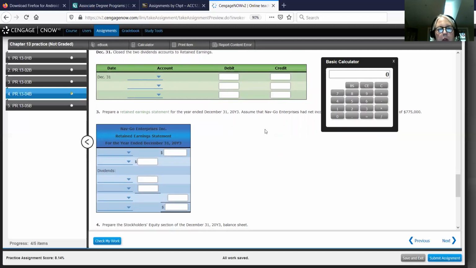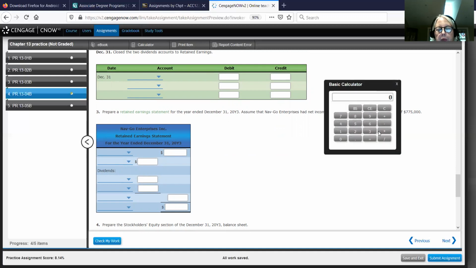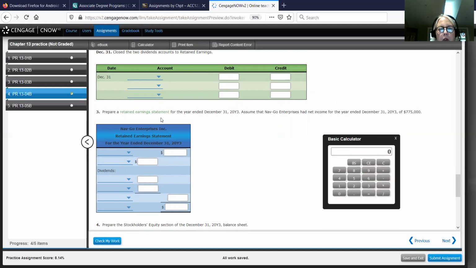So we're going to start with the retained earnings statement here. And in the directions, they are telling you to assume that Navgo Enterprises had net income for the year of $775,000. So instead of you having to prepare an income statement, they gave you the net income amount. You have to have the net income amount to be able to prepare the retained earnings statement properly. Retained earnings is exactly what it says it is. It's the amount of net income that you've kept in the business.